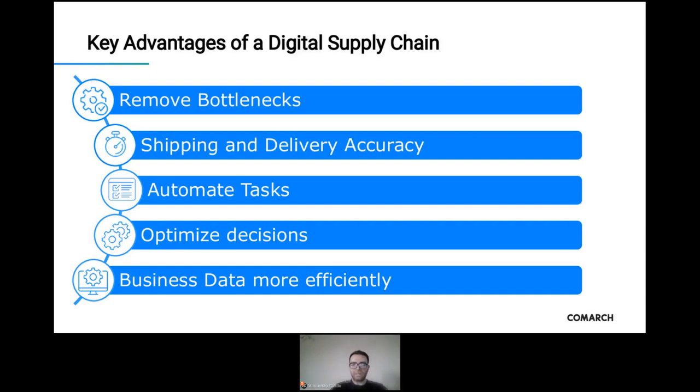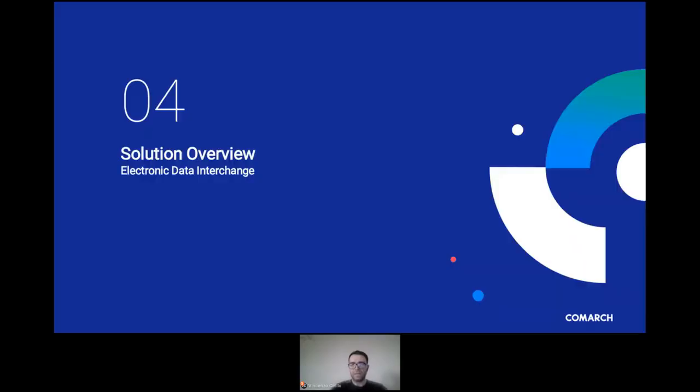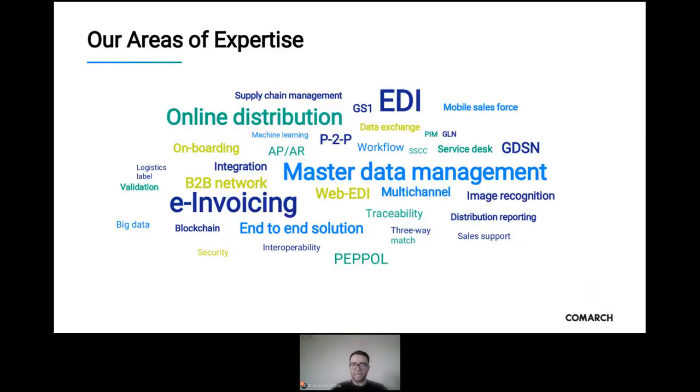Okay, so now as we have seen the main advantages of a digital supply chain, and also the data exchange solution that is becoming data-driven in the digitalization of many processes in the supply chain, I would like now to discuss with you one of the main data exchange solutions that will help many companies to achieve the main goals that we have discussed before. So let me share the next slide.